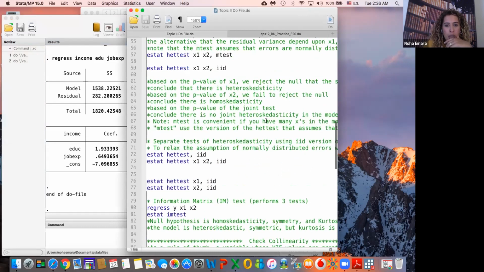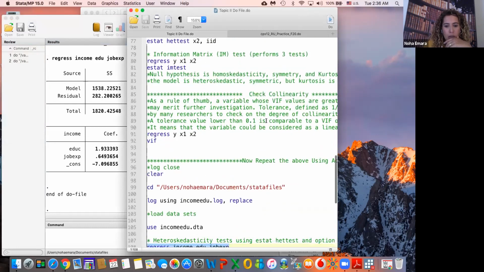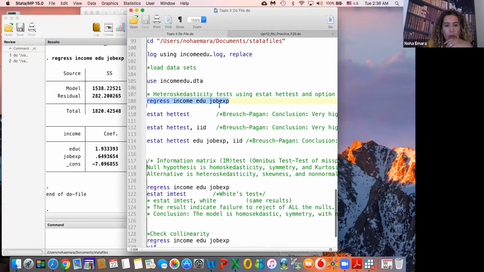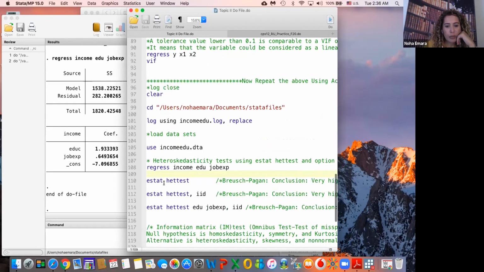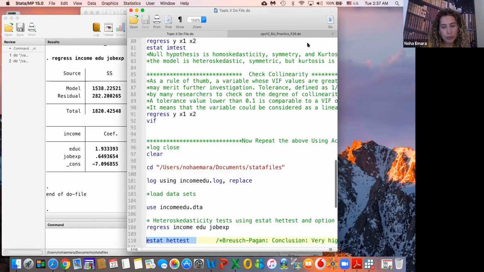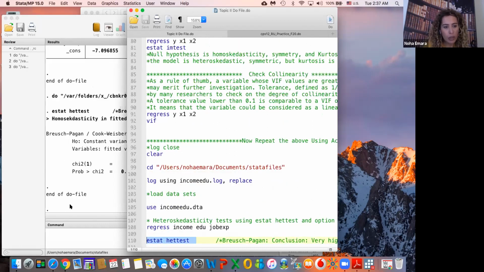the BP test. Okay, where is it? I'm sorry, I keep going up and down. Okay, the BP test is a command that you write under the regress command. So estat command and then hettest, heteroskedasticity test. So estat hettest. When you do it this way, this is what you get.